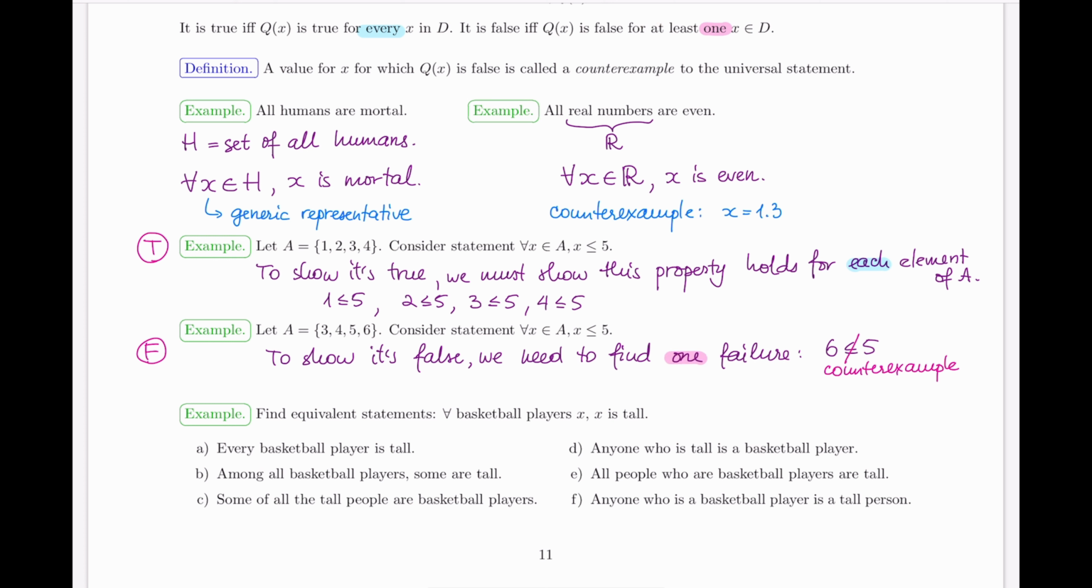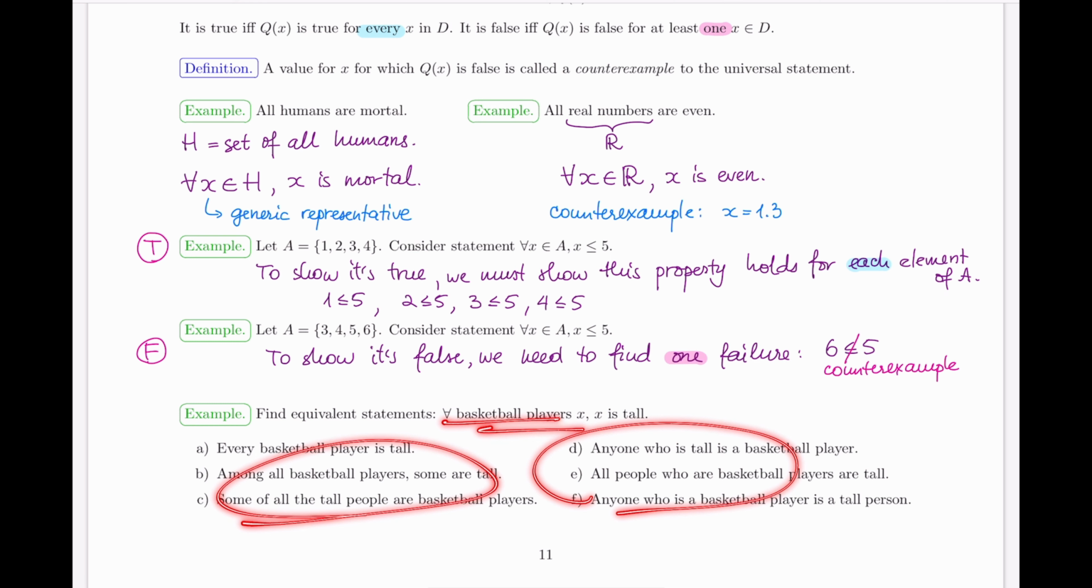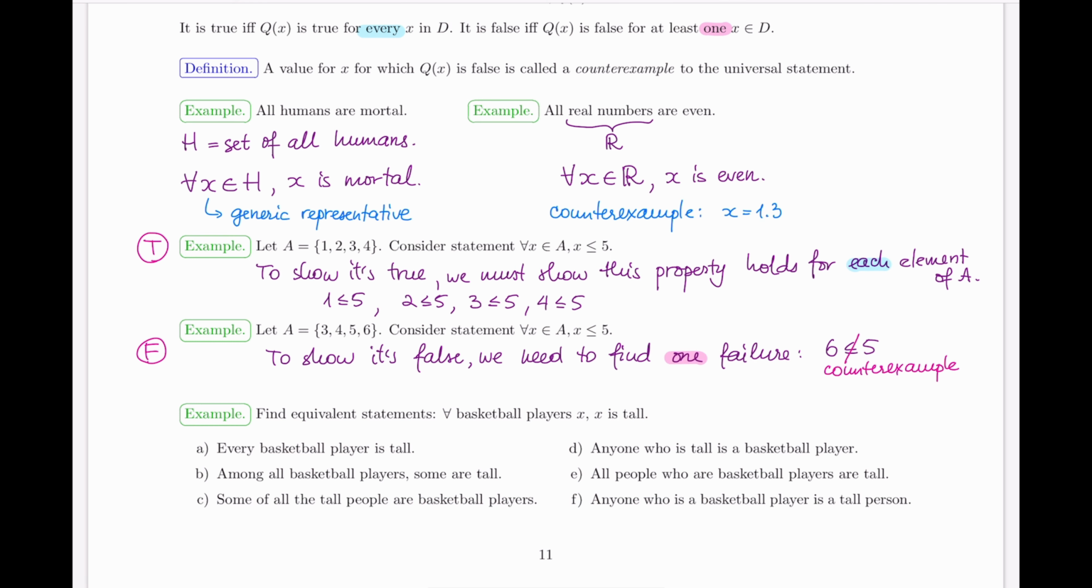Now, in this next example, we're going to try to go from the symbolic form to English forms, trying to see if we can spot whether or not these English forms are equivalent. So what do we have here? For all basketball players x, x is tall. Take a minute here and see if you can decide which ones of these statements are equivalent to this one and which ones you believe are not.